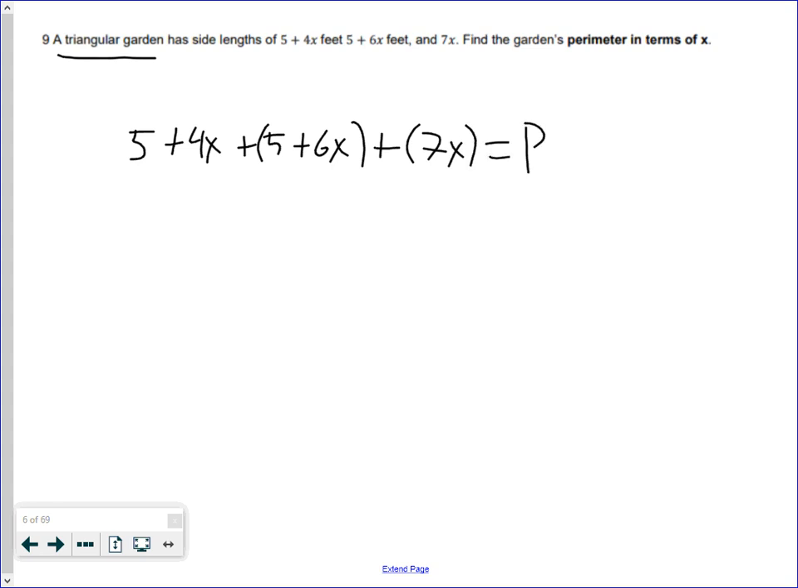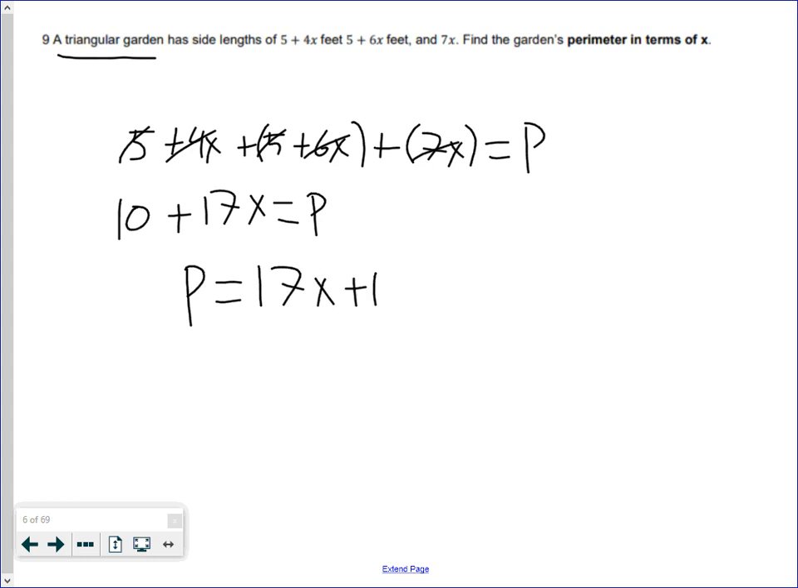So just add like terms. We have 5 and 5, which add up to 10. Then 4x plus 6x is 10x, plus another 7x is 17x. So that's our answer. Let's rewrite this with the x in the front. Doesn't matter a whole ton, but there we go. Perimeter will be 17x plus 10.